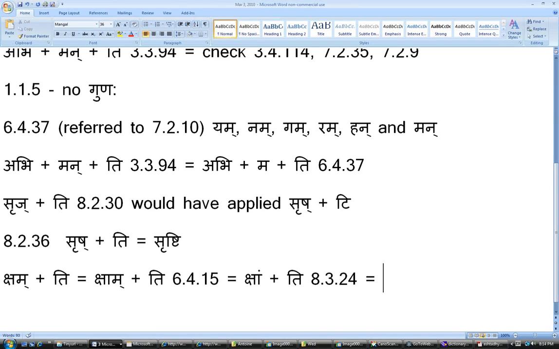And then anuswarasya yai parasavarna. It will then become parasavarna. It will become the nasal of the following letter, to match the following letter, parasavarna. Param is the following letter; it becomes savarna with that. So right now, we will give the number for that.